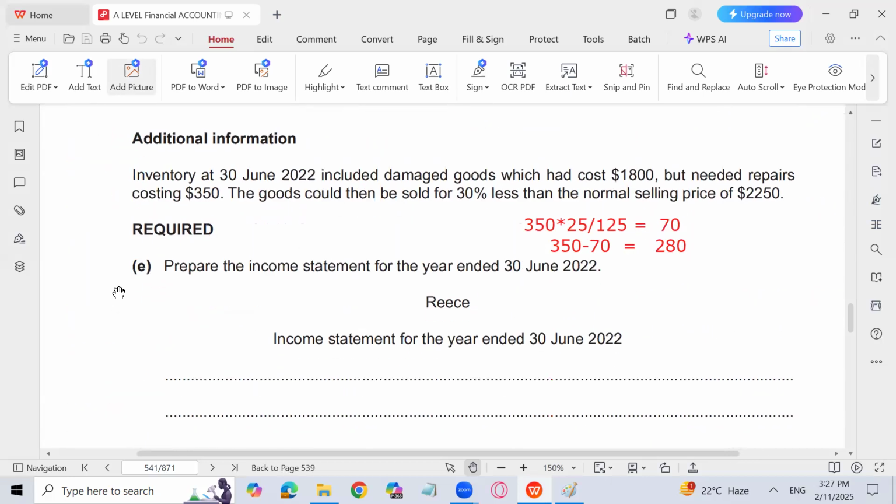Then inventory at 30th June included damaged goods which had cost 1800 but needed repairs costing 350. The goods could be sold for 30% less than the normal selling price of 2250. So you have to prepare the income statement.